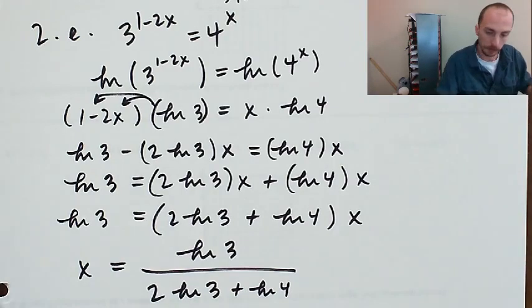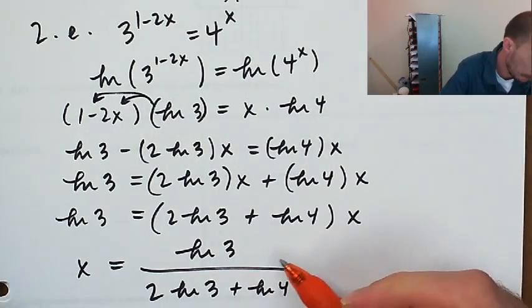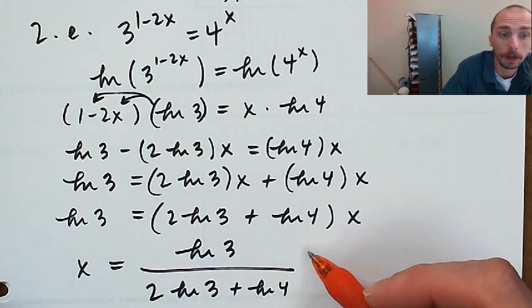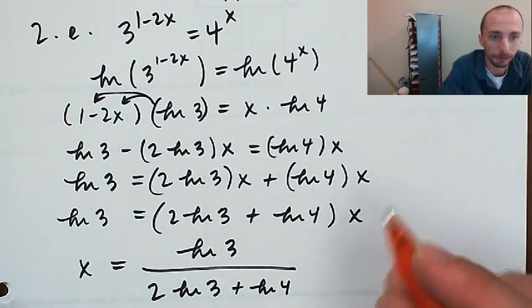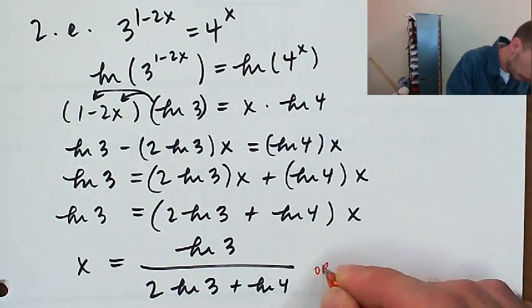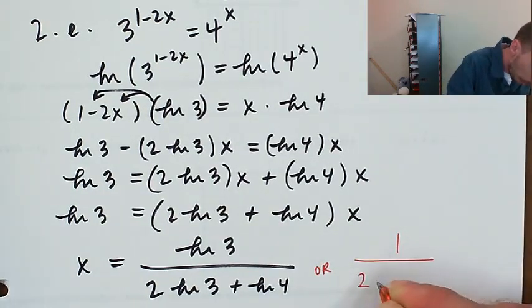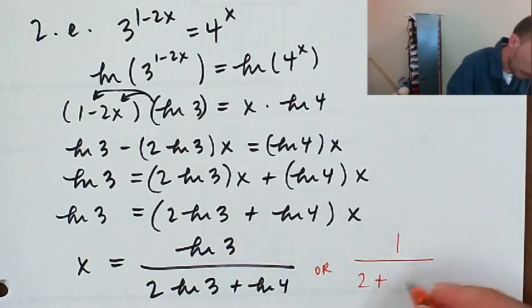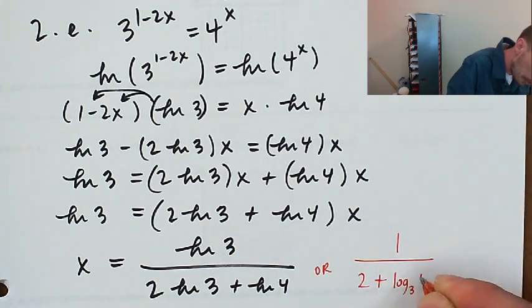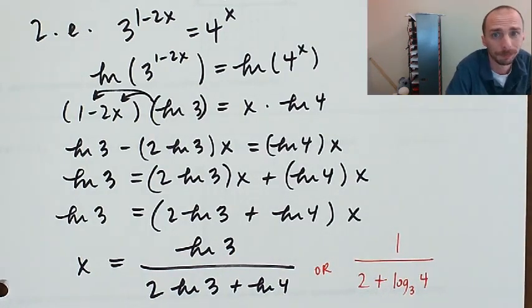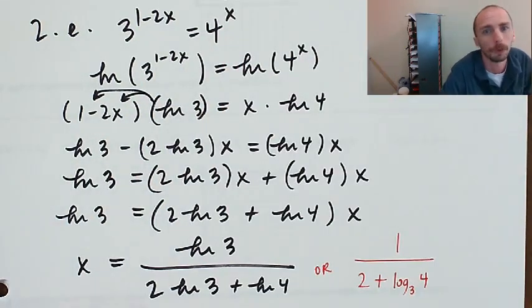Now, I will propose that a person could multiply top and bottom by 1 over natural log 3. And that would give me 1 over 2 plus log base 3 of 4, up to the change of base formula. It's not necessary. And it's something we can do next year in pre-cal. I just thought I'd show you something cool that you can do.